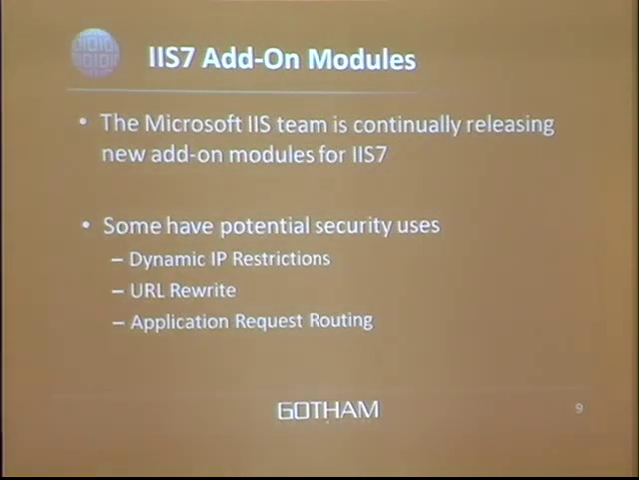So these modules do a bunch of different things. Most of them are not security related, but there are a handful of them that do have potential security uses. Some of them are specifically intended for security. Other ones you can be creative and come up with ways to use them for security. So we'll run through a couple of those right now. Specifically, I want to talk about the dynamic IP restrictions module, the URL rewrite module, and the application request routing module. Again, these are written by Microsoft, and they're free to download and install on IIS.